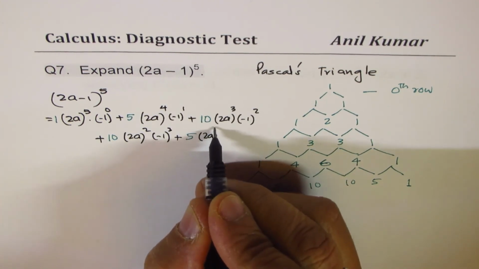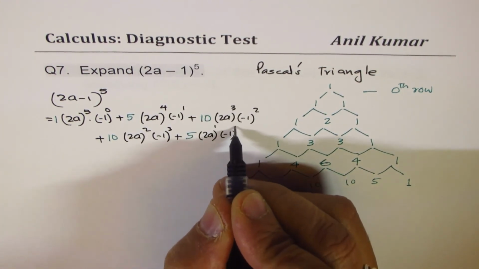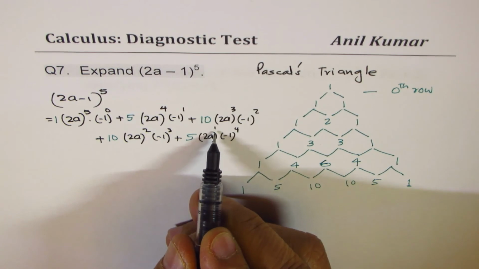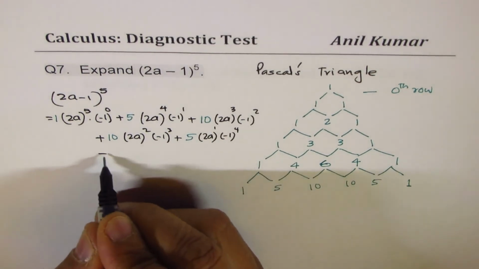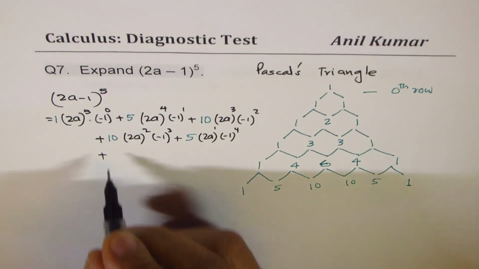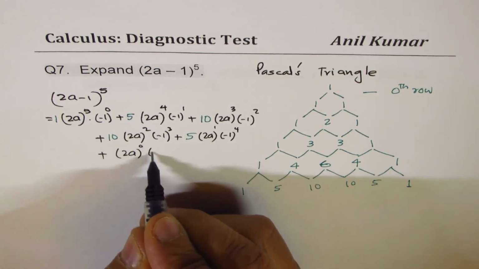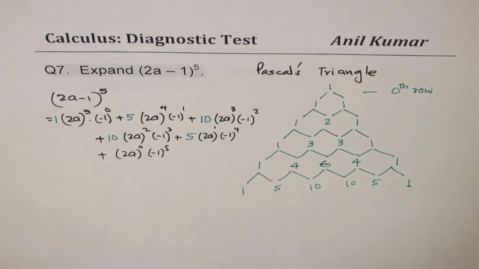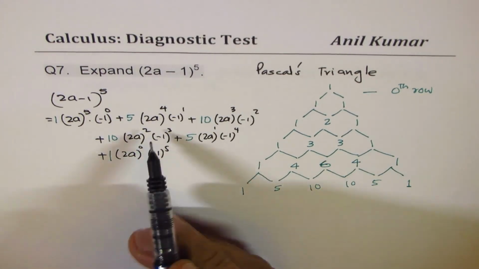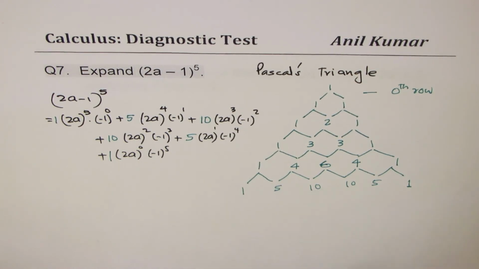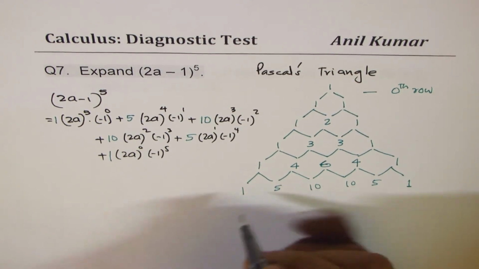2a to the power of 1 and minus 1 to the power of 4. Normally you should not be writing 1. It is well understood, right? Plus the last term here, which is 2a to the power of 0 and minus 1 to the power of 5. So, and normally you should not write 1 also. But I'm writing all this just to show you how it links with our fifth row, right?